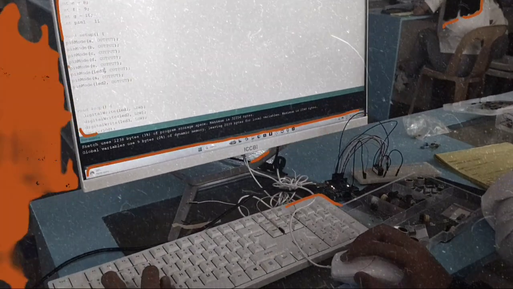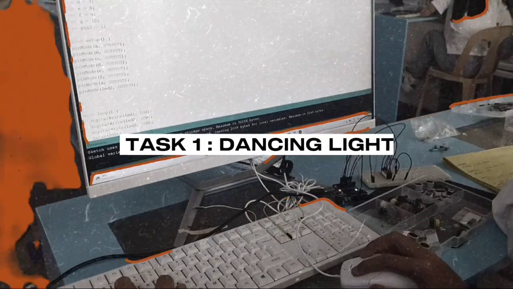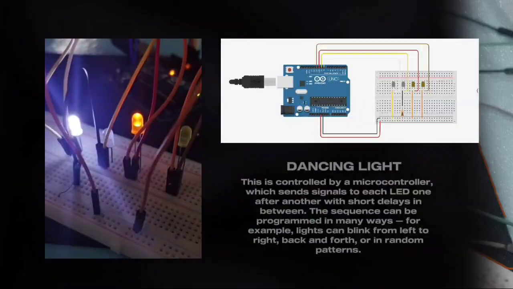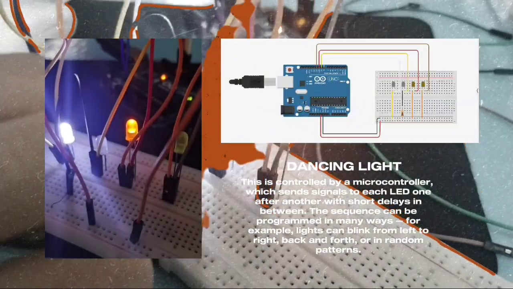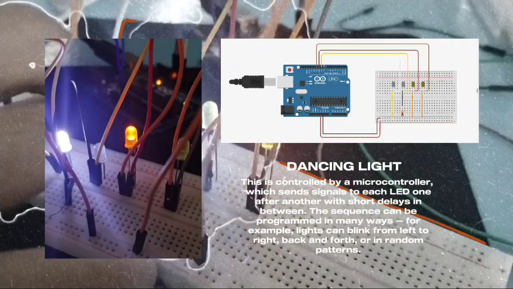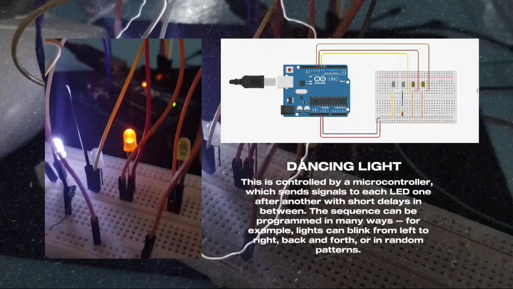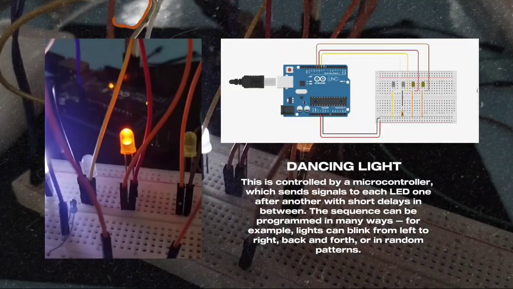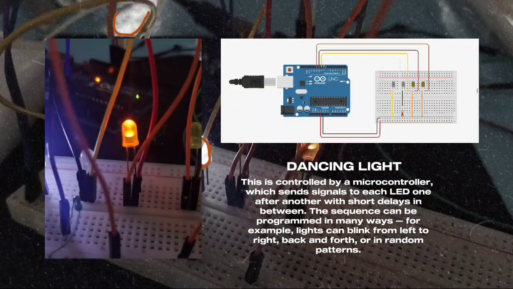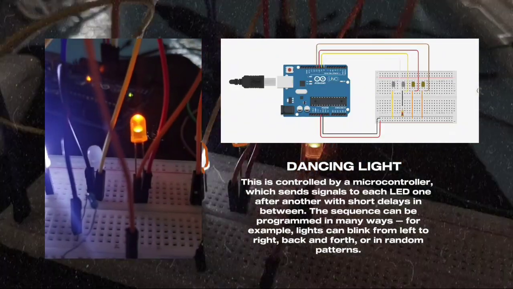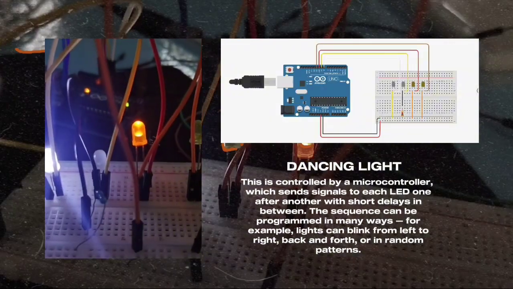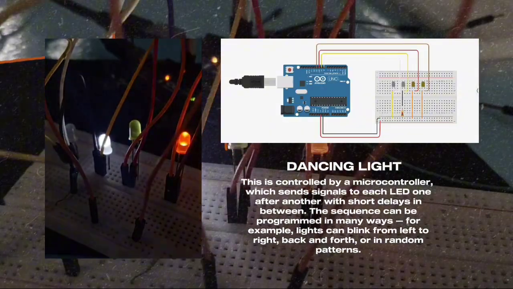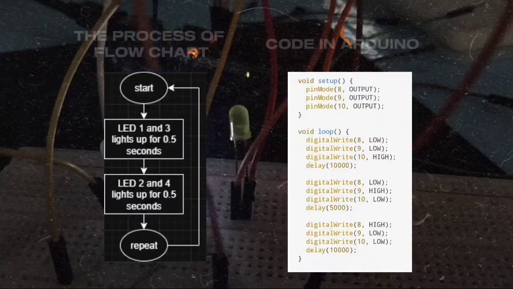Two LED tasks. The first one is the dancing light. This is controlled by a microcontroller which sends signals to each LED one after another, with short delays in between. The sequence can be programmed in many ways. For example, lights can blink from left to right, back and forth, or in random patterns.